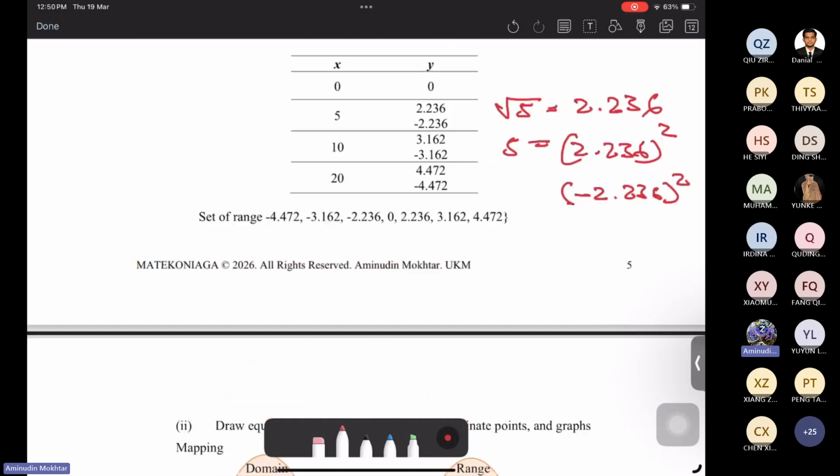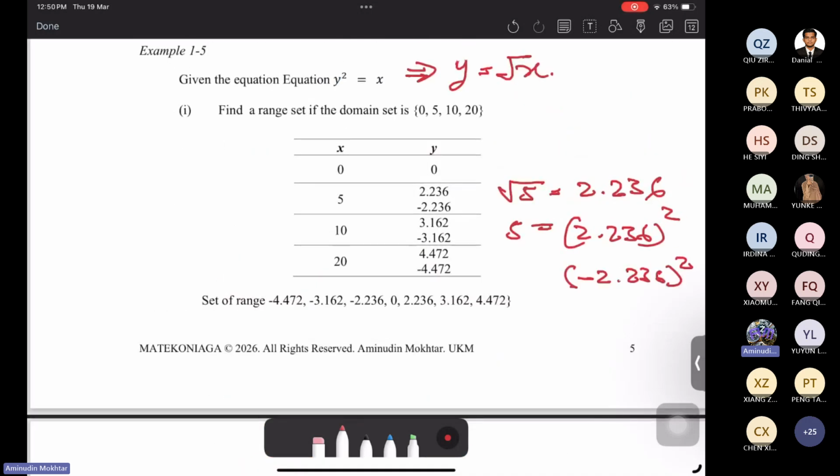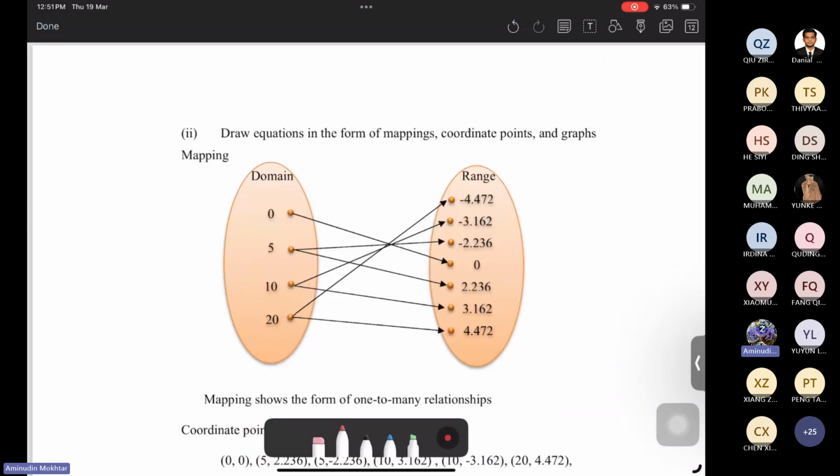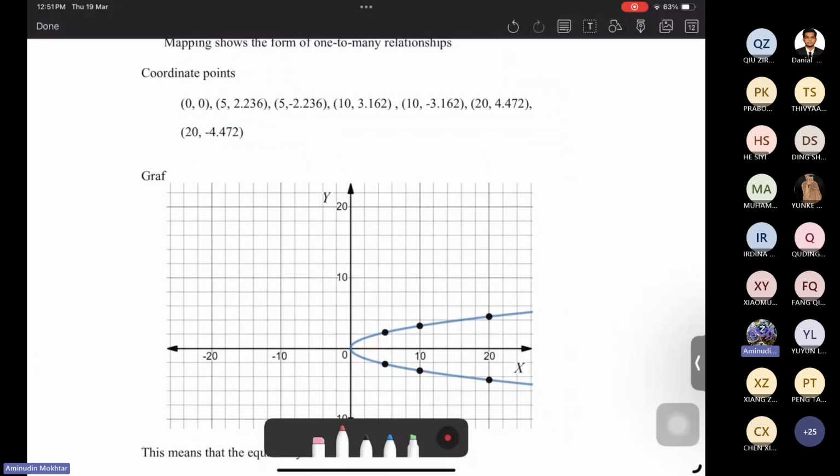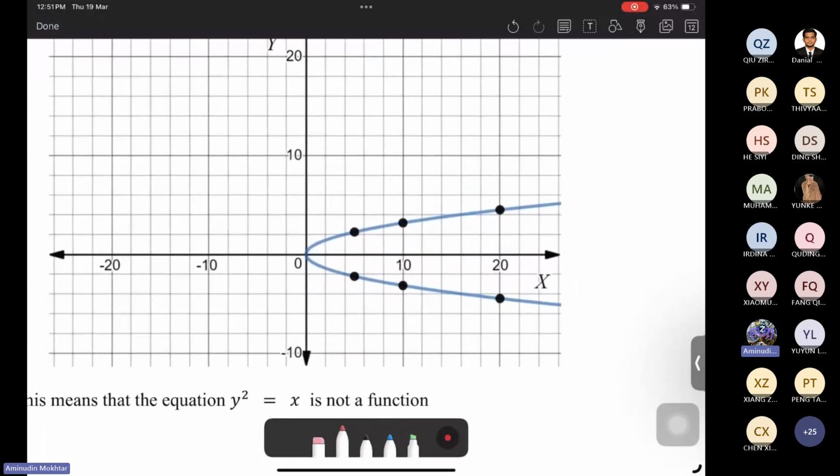When we draw the map, we can have one to many, because one input can produce two outputs. And then there is the graph for the equation y squared equal to x, or x equal to y squared. The graph is unique. It is a non-linear graph.